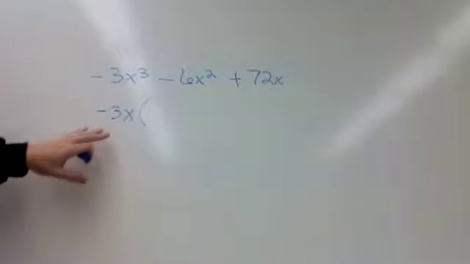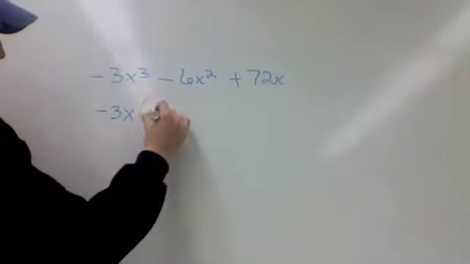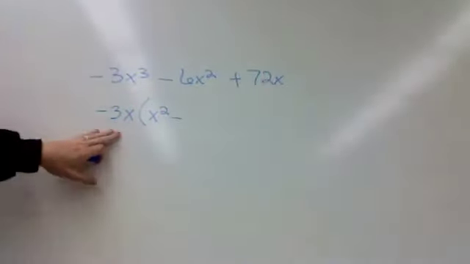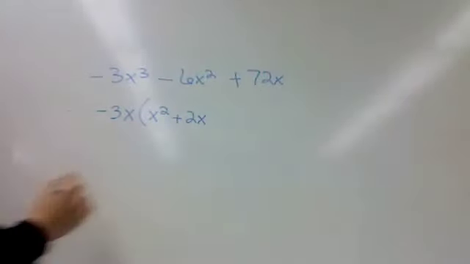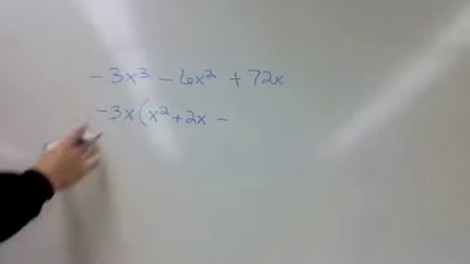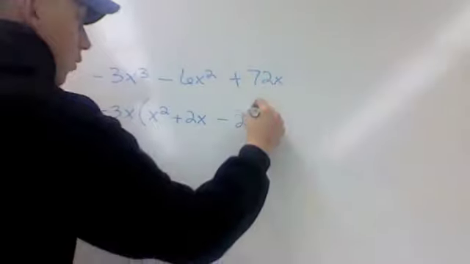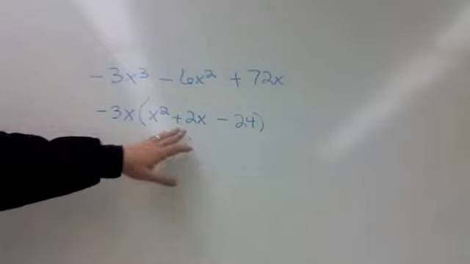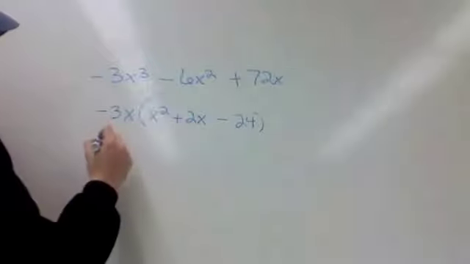So now, once we've done that, we could say what times negative 3x is going to give us negative 3x cubed. And that's going to be x squared. Then we're going to take a minus. What times negative 3x is going to give us 6x squared? And that's going to be, actually this would be a positive 2x. And then this will be a negative here. What times negative 3x is going to give us 72x? And that's 24. So now that we're at this point, we see that we have negative 3x times x squared plus 2x minus 24. Now we're just going to factor the x squared plus 2x minus 24.